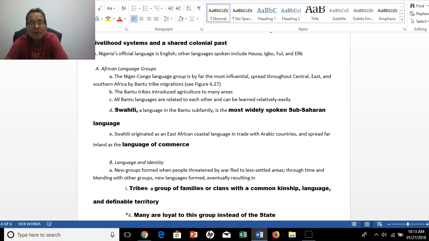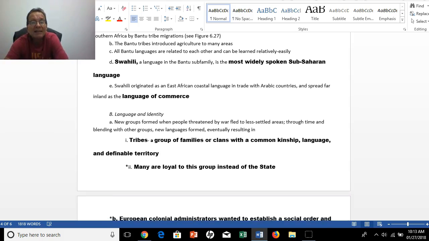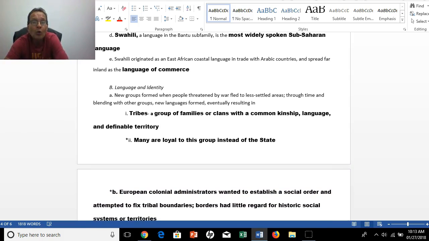And new groups form when war leads different people to leave war-ravaged areas to more or less settled areas through time, and then blending with other groups, new languages were formed. And eventually, tribes, groups of families or clans with common kinship, language, and definable territory were developed in African history. And most are loyal to this group instead of the nation state that was established because of colonialism.